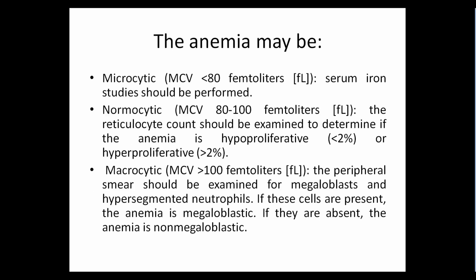Anemia may be microcytic. In this case, serum iron studies should be performed. If normocytic, the reticulocyte count should be examined to determine if the anemia is hypoproliferative or hyperproliferative. If macrocytic, the peripheral smear should be examined for megaloblasts and hypersegmented neutrophils. If these cells are present, the anemia is megaloblastic. If they are absent, the anemia is non-megaloblastic.